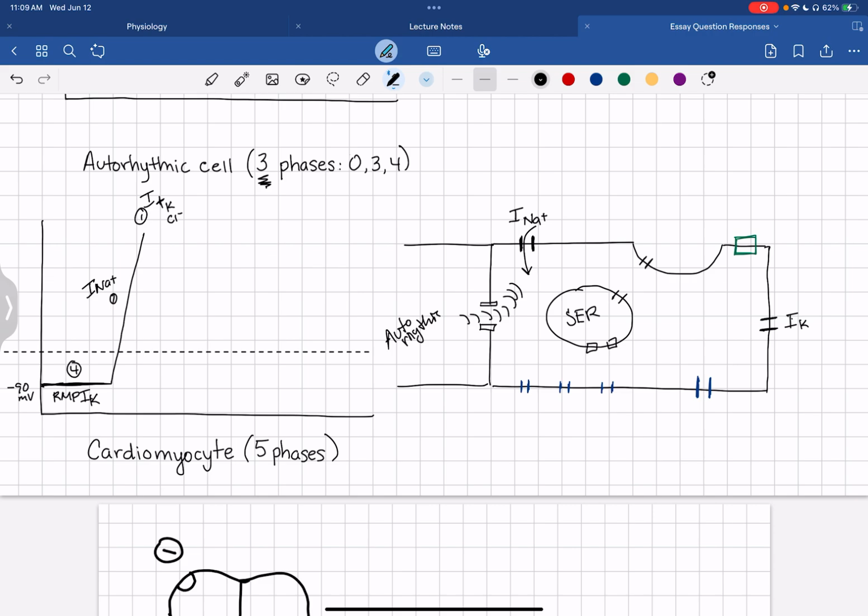And we're going to put them right here. We got these transient potassium and chlorine. It's going to allow for a little bit of rapid hyperpolarization again. But then at this point, I'll label this as 0. I'll label this as 1.